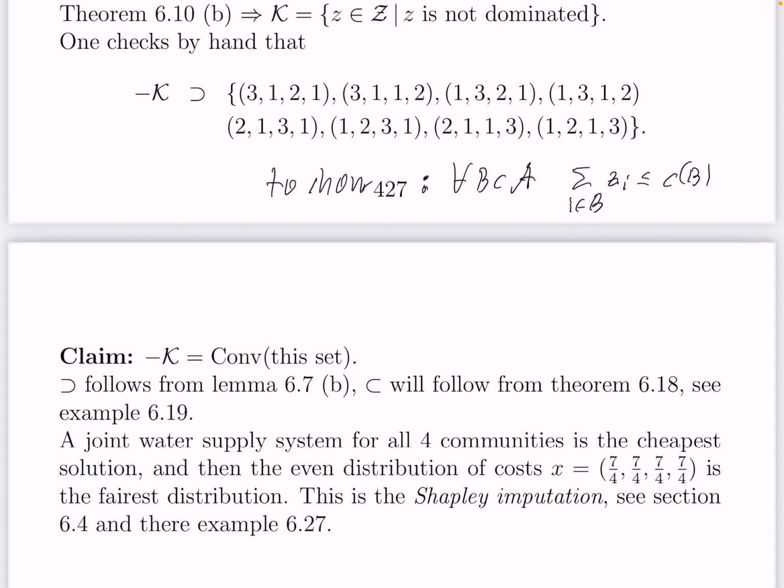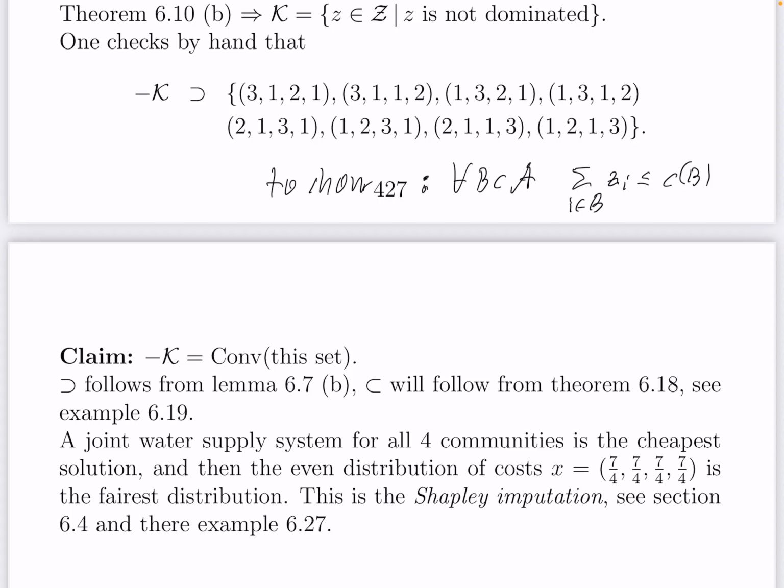Because it contains these 8 points, it also contains their convex hull. That's the easy part. And Theorem 6.18, which will come in Section 6.3, will tell us that the core is the convex hull of this set. I will return to this example in Example 6.19. So I will not discuss this more now, I will discuss this later in Section 6.3. But there's also some serious work to prove the equality here.